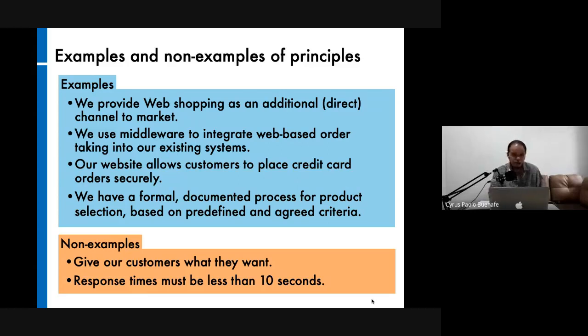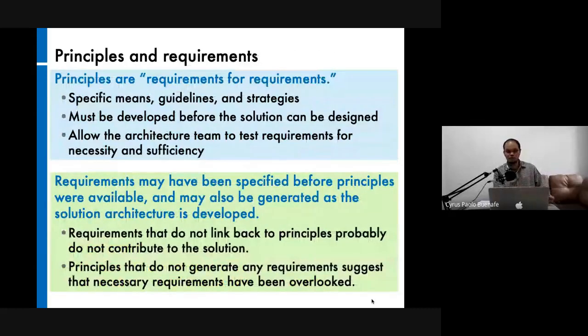And it goes back to the definition of what a principle is. A principle is supposed to tell you in general terms how you're going to attack a goal, or how you intend to achieve the goal. Now, principles are requirements for requirements. In other words, they sort of put more details on what your general desires would be. That's why it's called requirements for requirements.